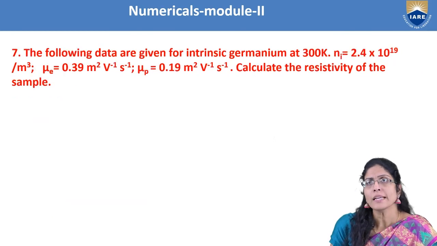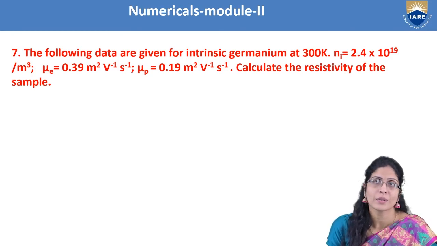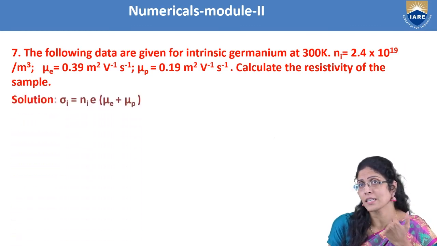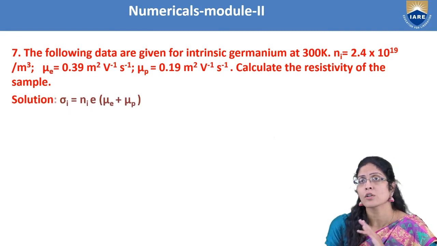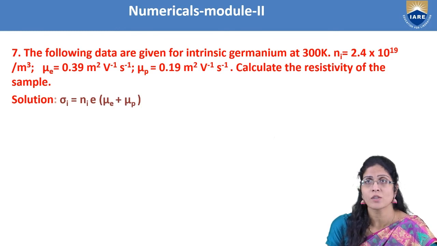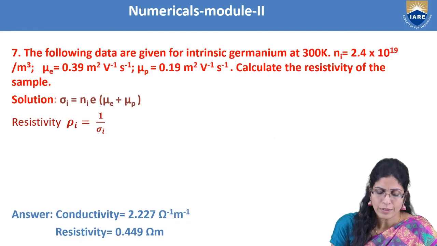And the following data are given for intrinsic germanium at 300 Kelvin. Ni is 2.4 × 10^19 per meter cube, and mobility of the electrons is given as 0.39, mobility of the holes is given as 0.19. You need to calculate the resistivity. This is the same formula, but here you are asked about intrinsic germanium, meaning it comprises both the electrons and holes as the charge carriers. So you are given both the mobilities of the electrons and holes, and just substitute all those, and then you can get the answer.